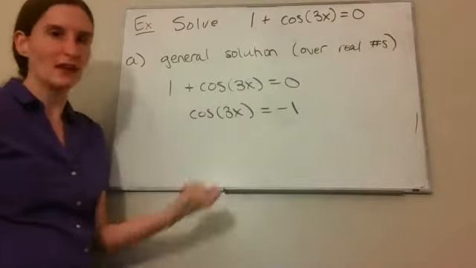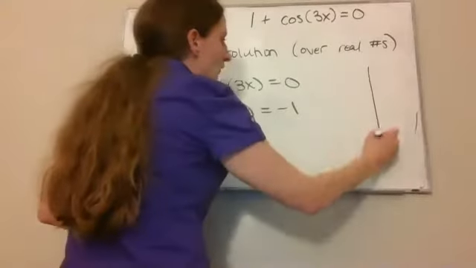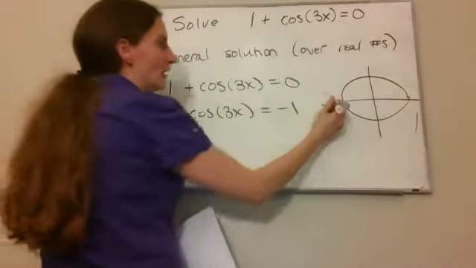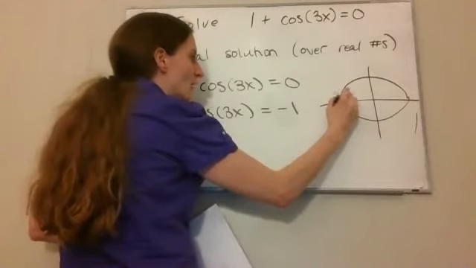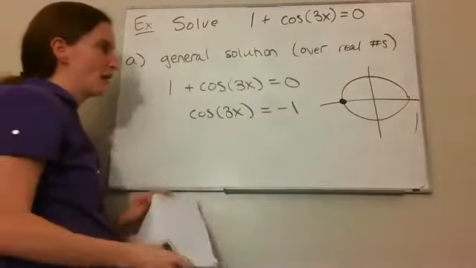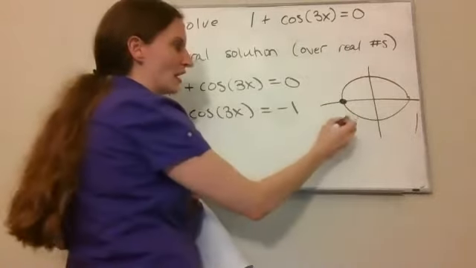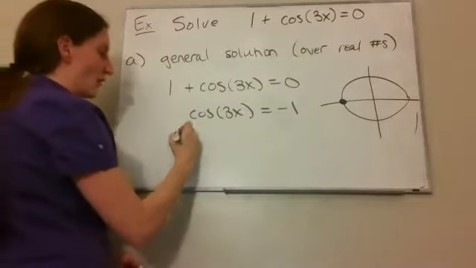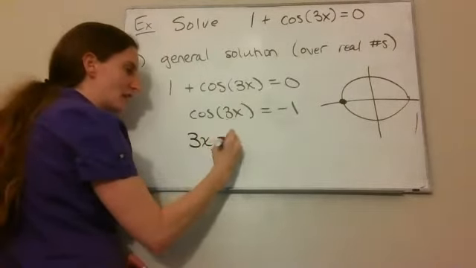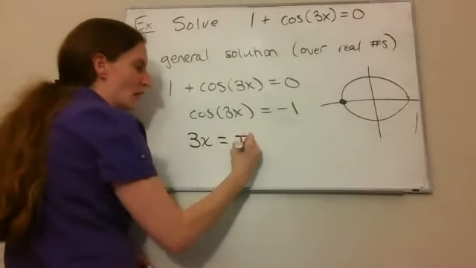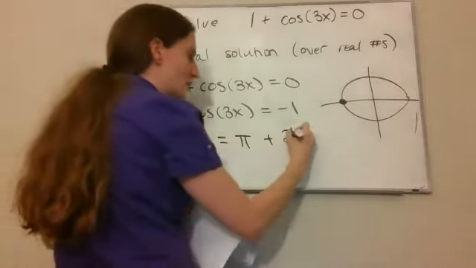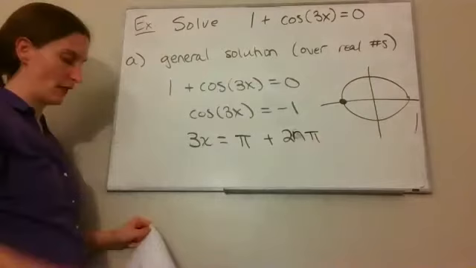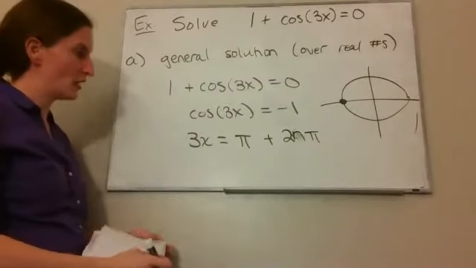Cosine of something equals -1. Well, if I look at my unit circle, cosine, which is my x value, is equal to -1 way over here at pi. But it's going to equal -1 again every single time I go around the circle and get back to that same point. So I know whatever this input of my cosine is, it's going to have to be equal to pi plus some multiple of 2 pi, going all the way around the circle as many times as we want.